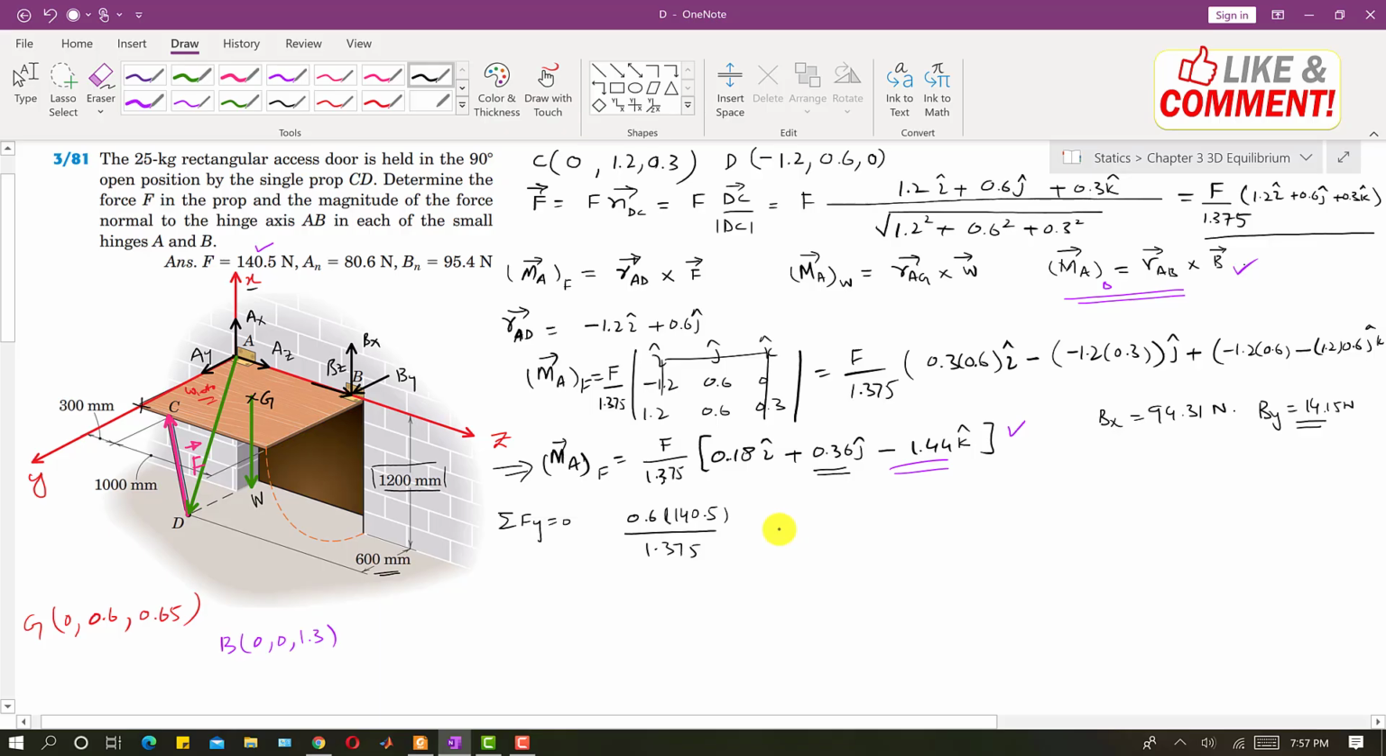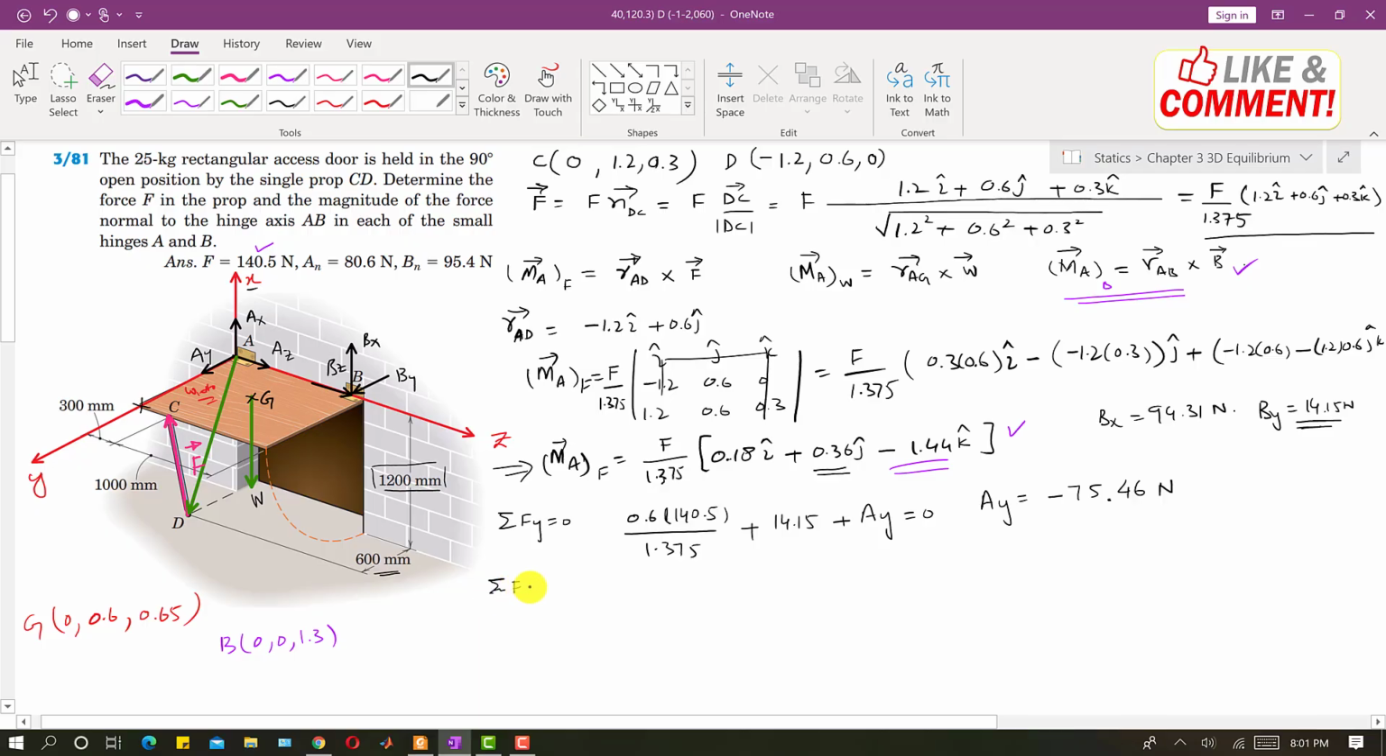And then we will write plus By, since this By is along Y, and the magnitude of By we have already determined, so I will write 14.15. Similarly we have this Ay component, so I will write plus Ay, and this will be equal to 0. So this will give us the reaction at A along Y. So Ay comes out to be minus 75.46 newtons.